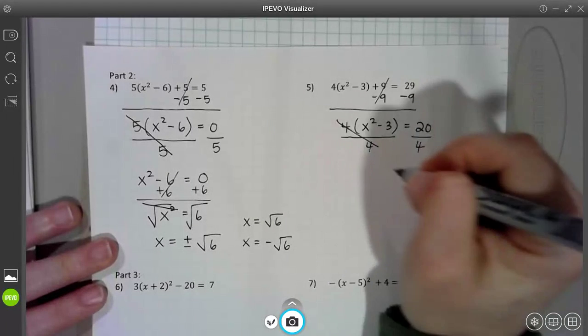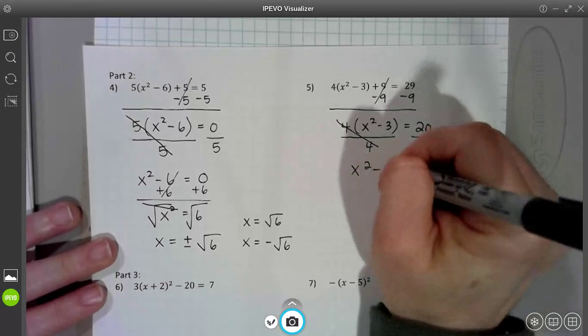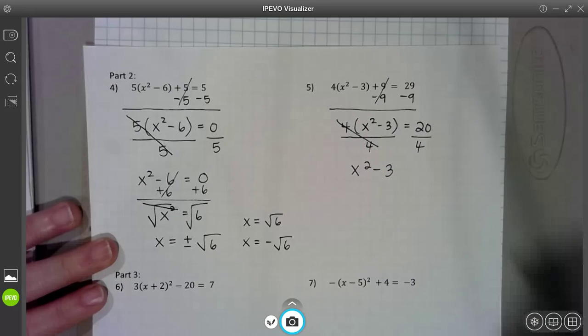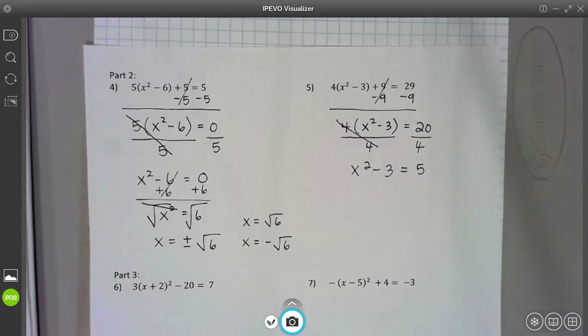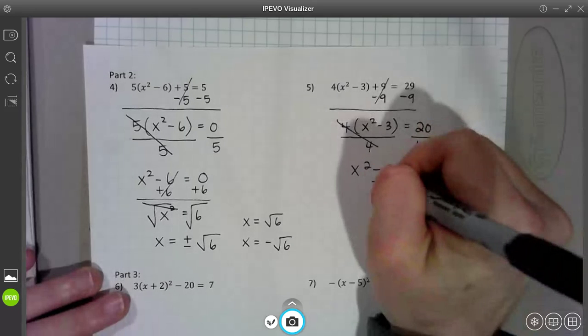All right, so now I'm left with x squared minus 3 is free now. They're out of the parentheses, and it equals 5. Okay, well, now let's just continue on with our solving. Let's work to get those x squareds by itself. So let's add that 3 away.